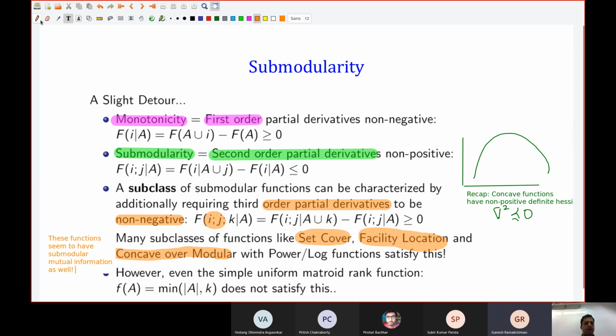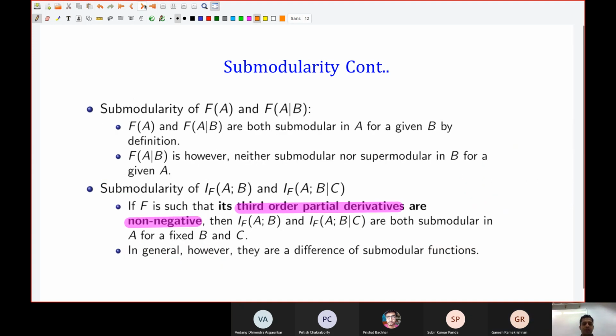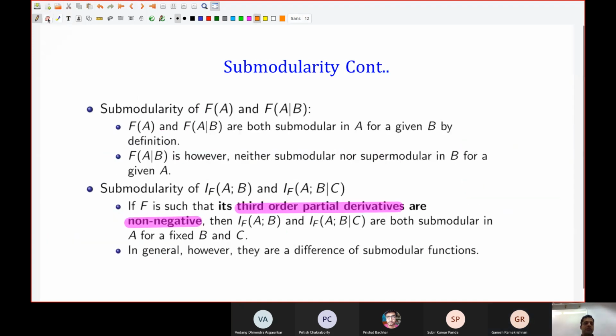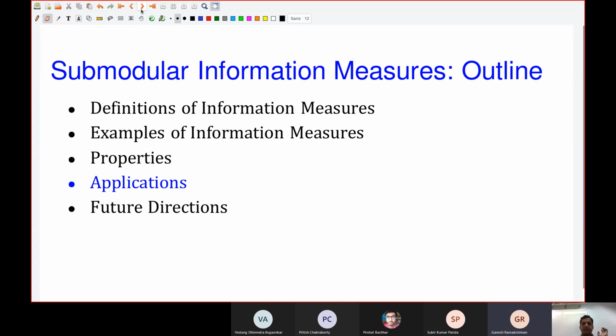Simple uniform rank functions, matroid rank, is an example of a polymatroid that does not satisfy this. They may not be the cardinality of a comma k. Okay, so this is our case of third order partial derivatives. Now let's look at applications.